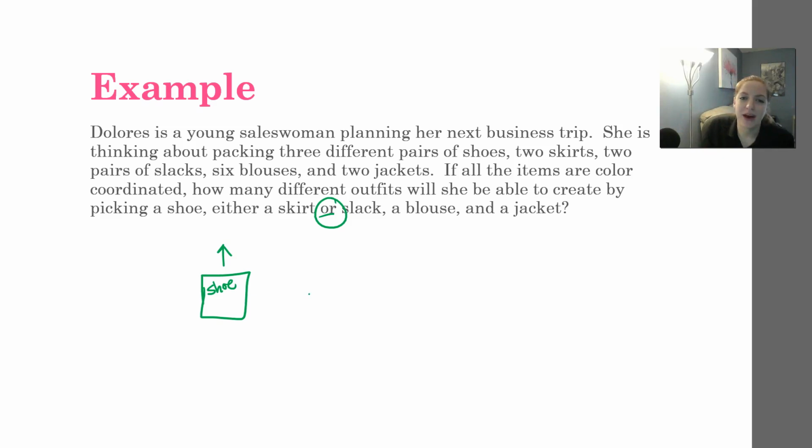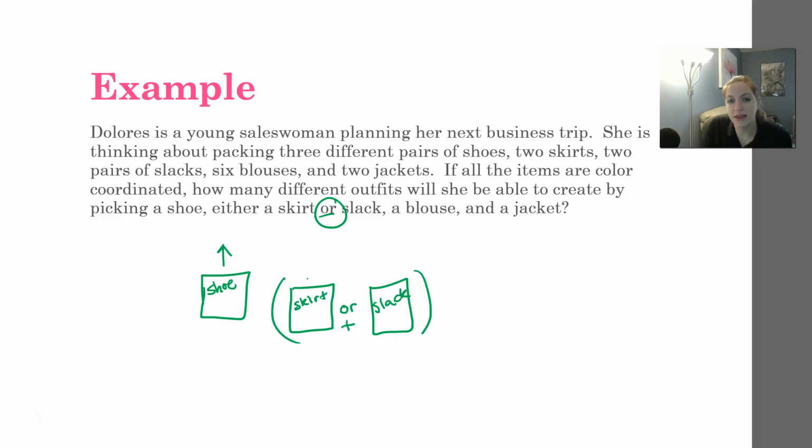Caution! Okay, so here it's going to be a skirt or a slack. So we know we're going to have to add those together. Be careful about that, okay? Because she's only picking one, either a skirt or a slack. You don't really wear a skirt with pants. That'd be weird, right? Okay. So then we have a blouse. That's next. So we're going to draw our little box for a blouse. And then she finishes off with a jacket.